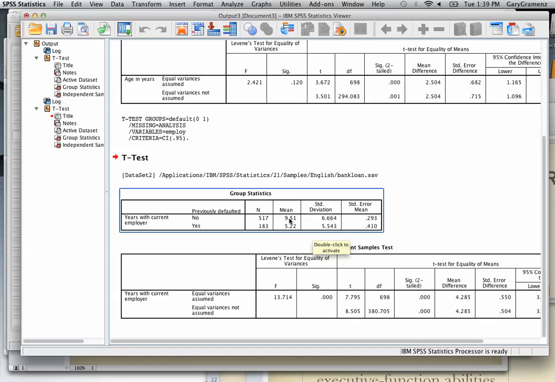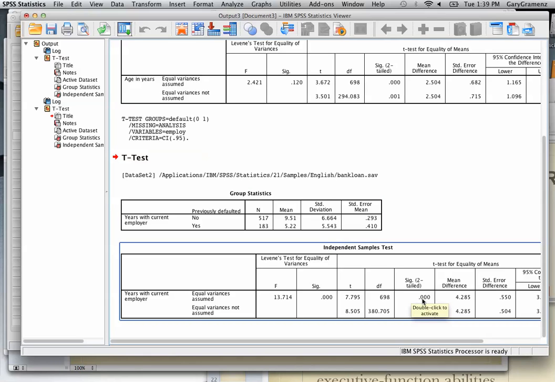Those who did not default were with their employer 9.5 years, and those who did default were with an employer a lesser amount of time. So it seems like it does make a difference how long you are with an employer. Okay, so significant, less than 0.05, yes.